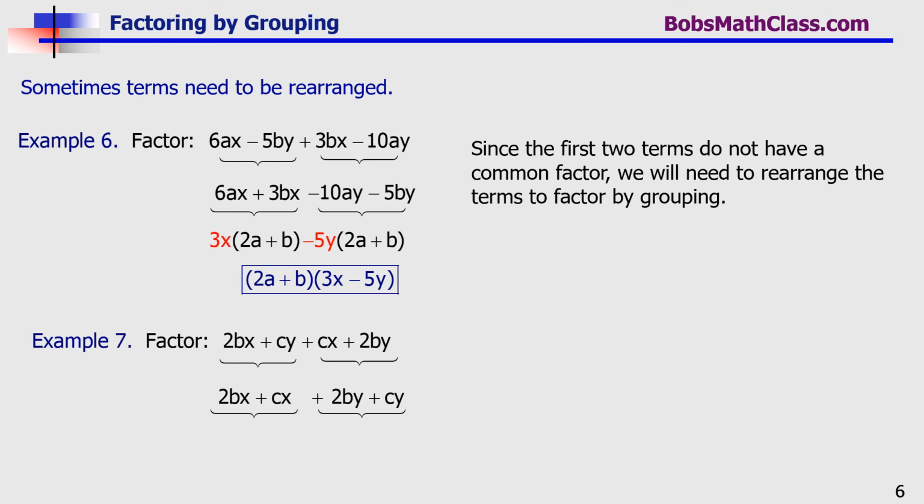Now we could factor the GCF from the first pair and the second pair. x from the first pair, and y from the second pair. The binomials match, so there's our final answer. 2b plus c times x plus y.